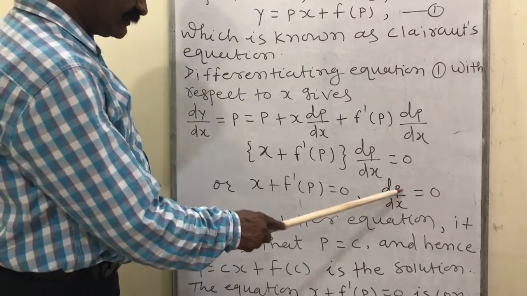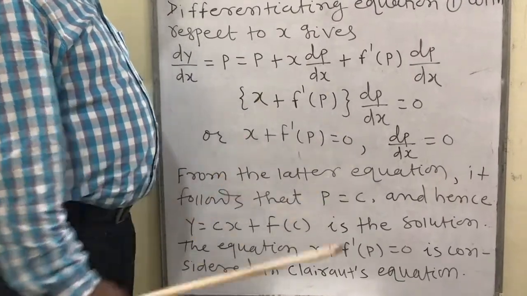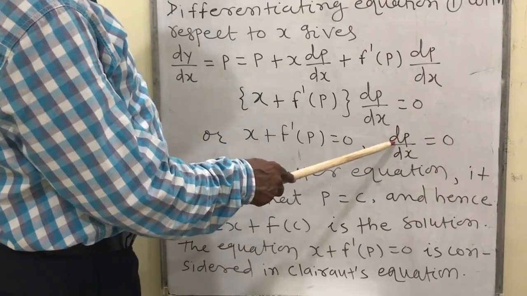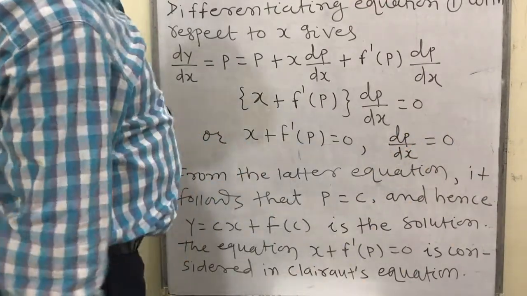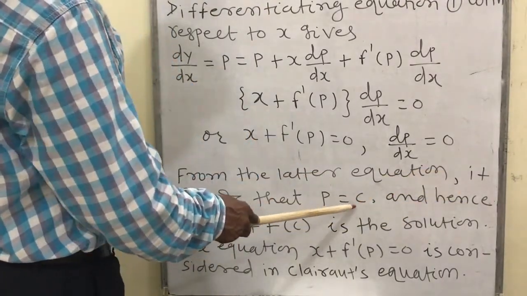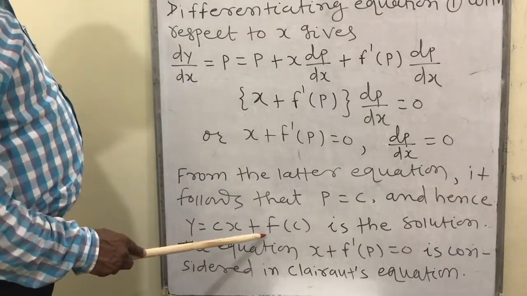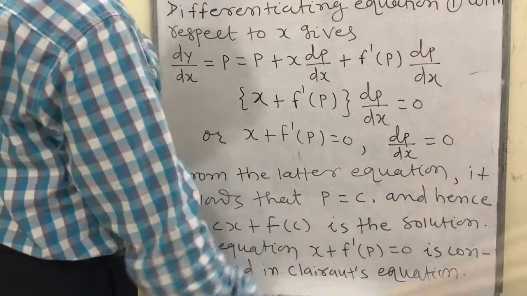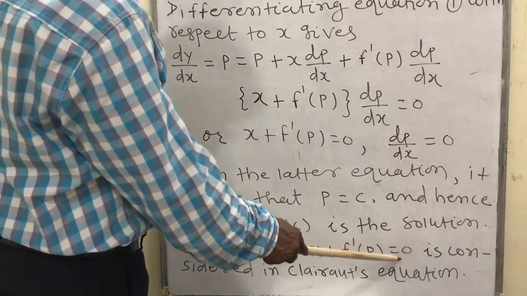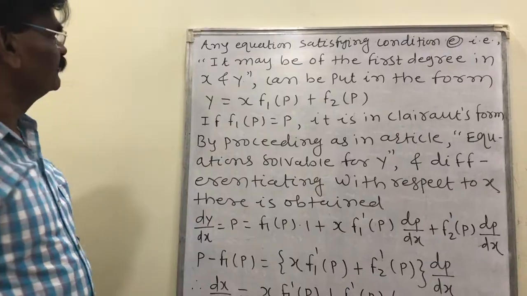So from the latter equation, it follows that p is equal to a constant. That means dp by dx is equal to 0, dp is equal to 0, and integrating we get p is equal to constant c. Hence, if we substitute p is equal to c in equation 1, y is equal to cx plus f of c is the solution. The equation x plus f dash of p equal to 0 is considered in the Clairaut equation.